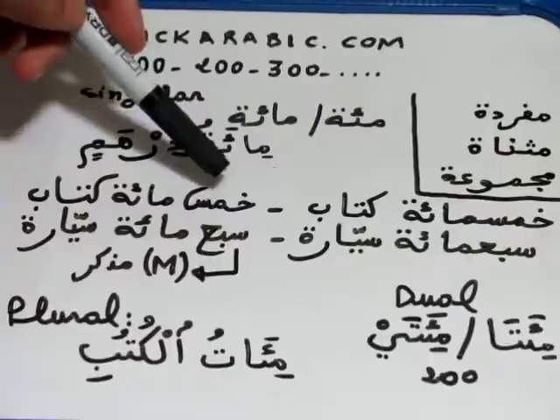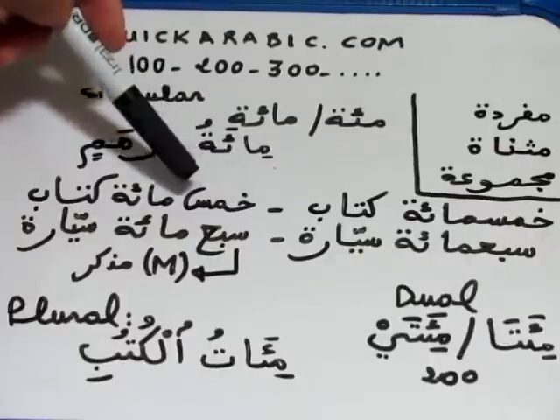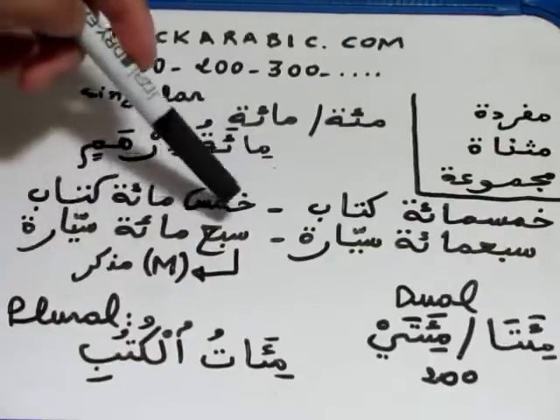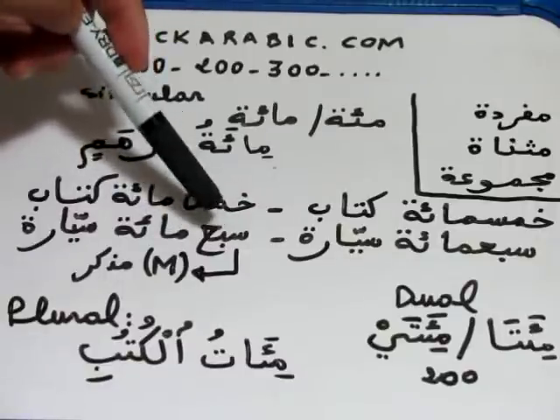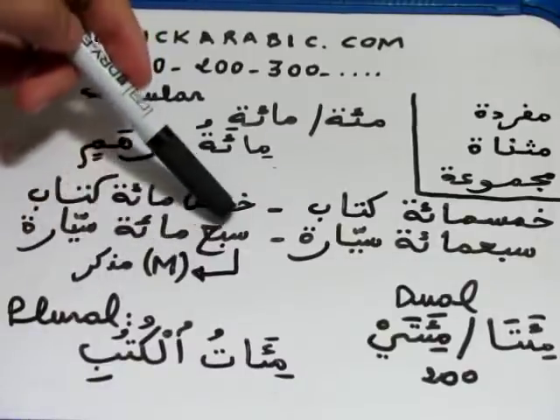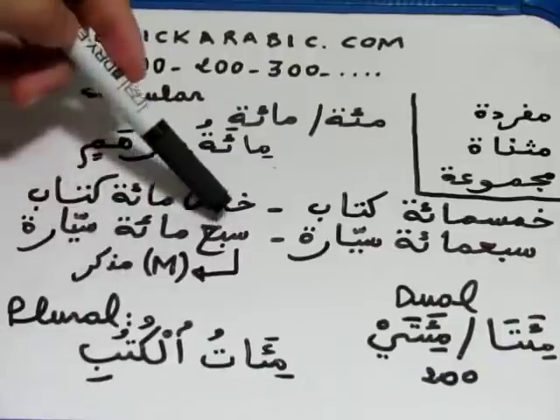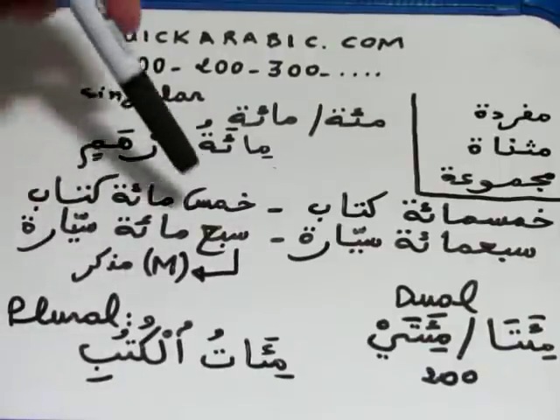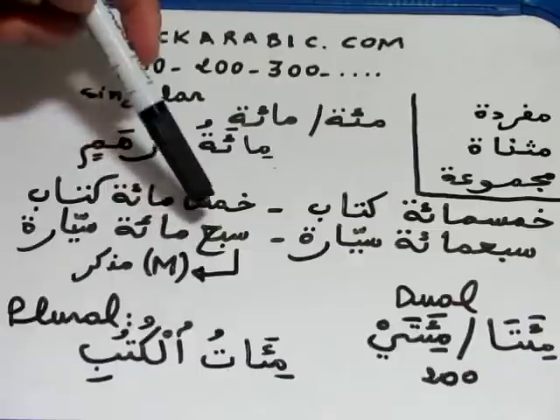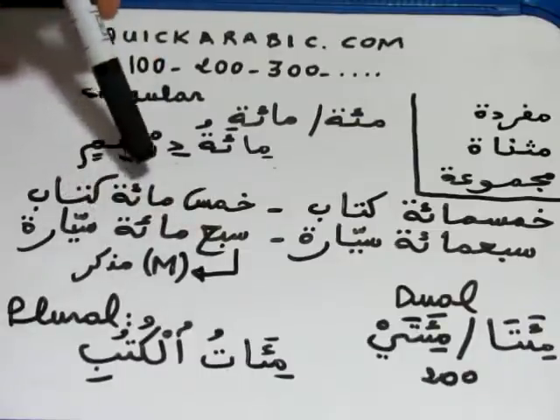خمسو is masculine. The feminine for خمسو is خمسة. We don't use it. Same thing for سبعو. سبعو is مذكر, masculine. Feminine for سبعو is سبعة. We don't use it. We always use مذكر, masculine, because مئتو comes feminine.